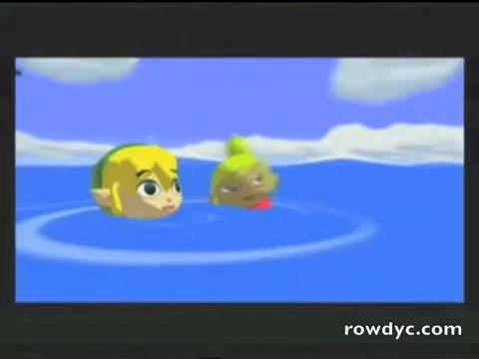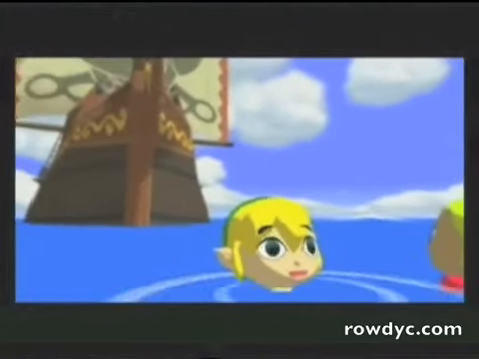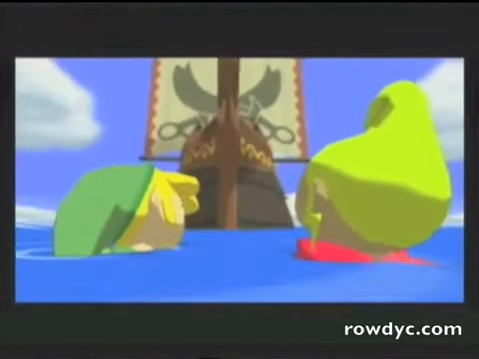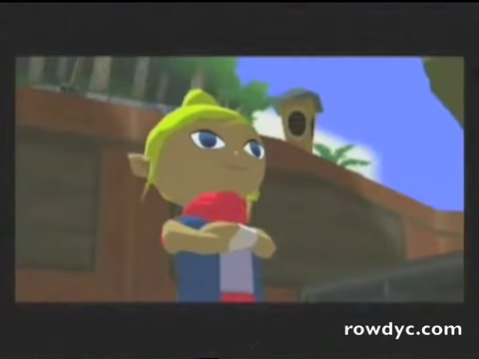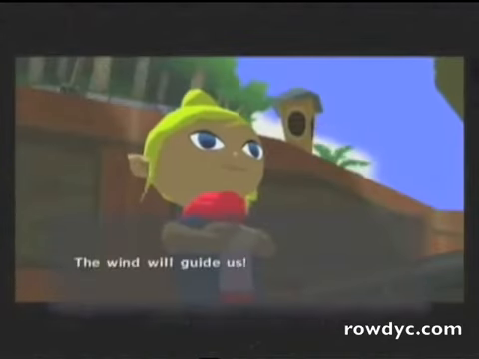The king's last act is to send you and Tetra safely back to the surface where the pirates rescue you, and so the game ends with you and the pirates sailing off, supposedly to find a new land that you can found a new Hyrule on.